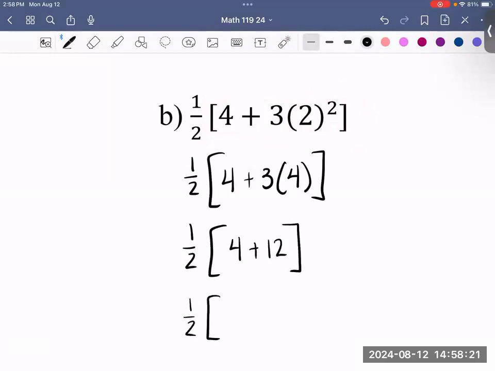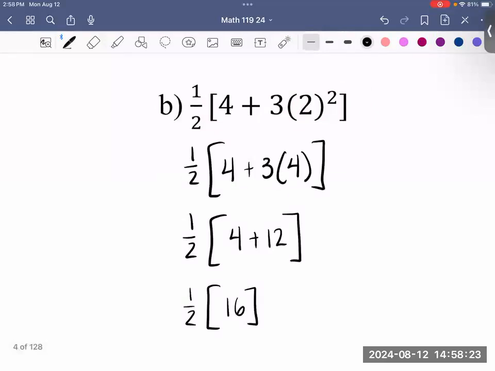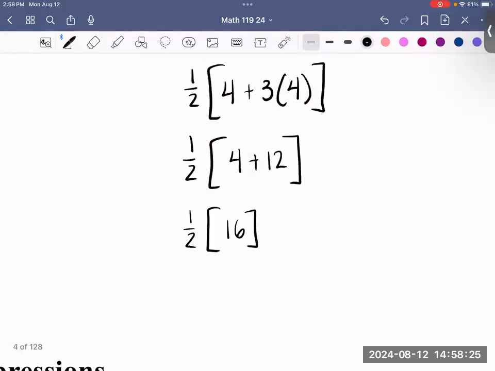We have, let's see, 16. And then 1/2 of 16 can also be written as 16 divided by 2, right? If we're thinking about these as being a fraction, we can just multiply your top to top and your bottom to bottom. So 16 divided by 2 is 8.